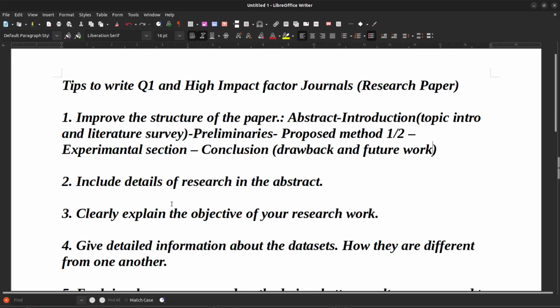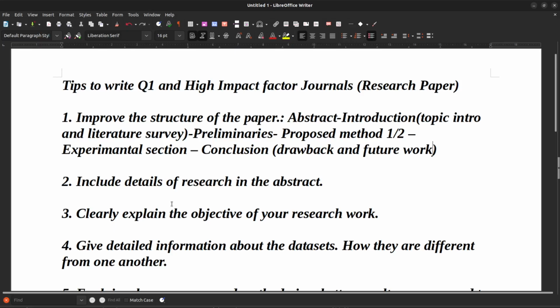Okay. Second point, you should include the details of research in the abstract. Generally what we do, we write only one or two sentences about our proposed method in the abstract. It is not a good idea. You should include at least 4 lines about your research work in the abstract. So what is the meaning? Let's say you are proposing some XYZ method to solve an ABC problem, so you write more on what the XYZ method is. Just write 3 or 4 sentences related to that.